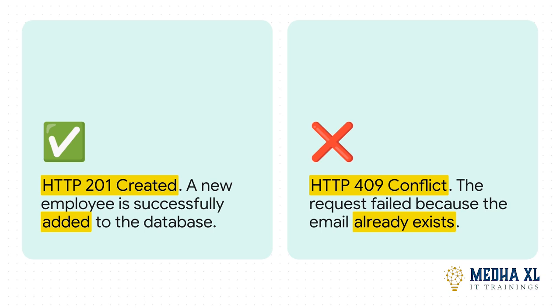When it works, we send back a 201 Created status code. But remember that unique email rule? If we try to add a duplicate, our code is smart enough to see that specific database error and respond with a 409 Conflict. That gives the person using the API clear, useful feedback.